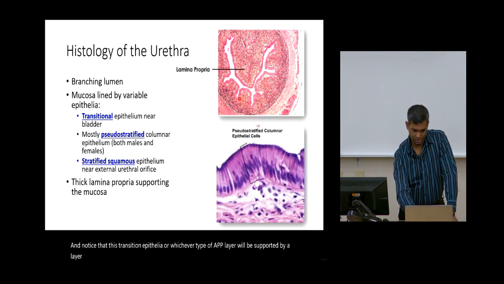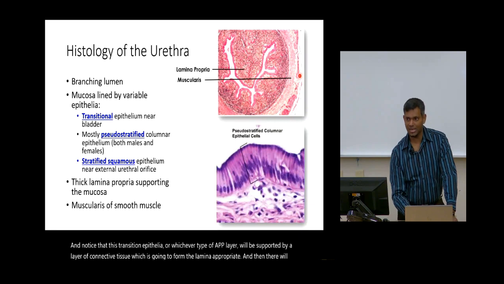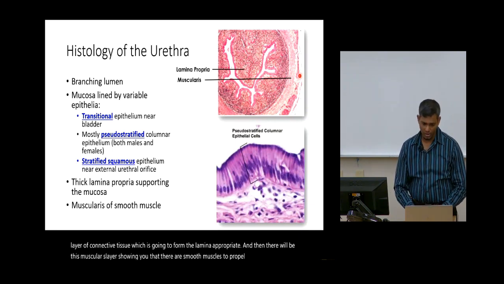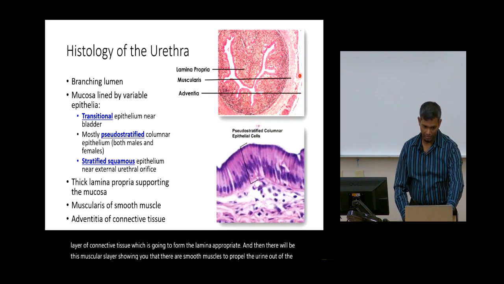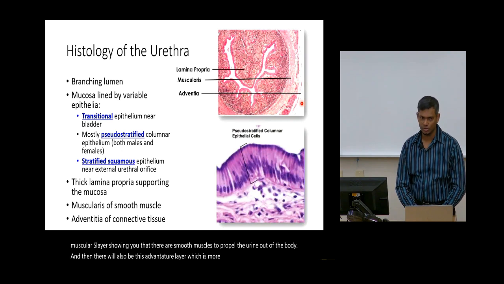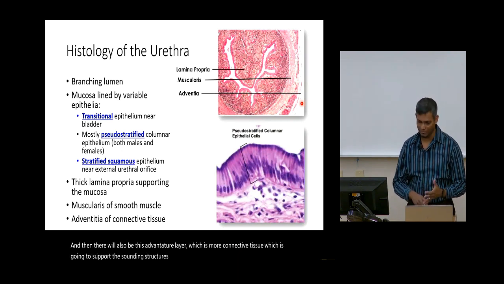And notice that this transitional epithelia, or whichever type of epithelia, will be supported by a layer of connective tissue, which is going to form the lamina propria, and then there will be this muscularis layer showing you that there are smooth muscles to propel the urine out of the body, and then there will also be this adventitia layer, which is more connective tissue, which is going to support the surrounding structures like the nerves, blood vessels, and so on.